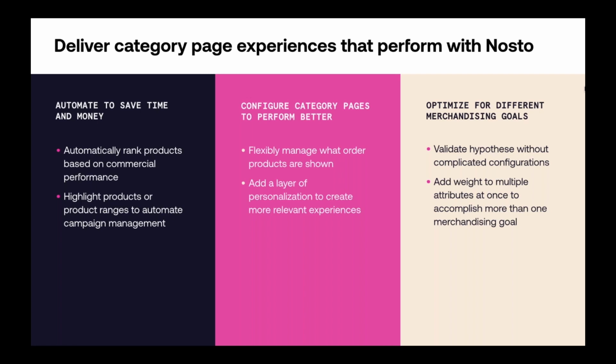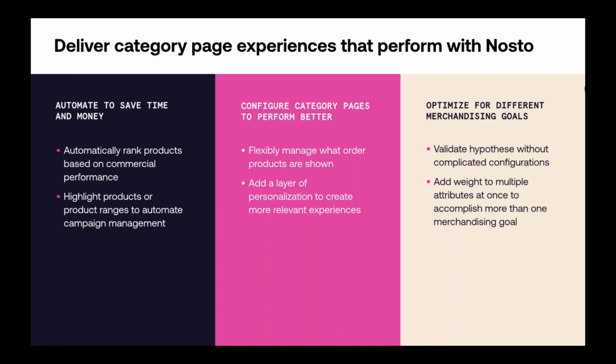And then the last point is optimizing for different merchandising goals, so you can validate your hypotheses without complicated configurations. If you're already a Nosto customer and you've already used the A/B testing solution before, you know how easy it is to use. And it's going to be just as easy using it in conjunction with category merchandising. So we're not trying to reinvent the wheel here. We just want to find out, if I'm a loyal customer, what converts me better, and just shoot with that.